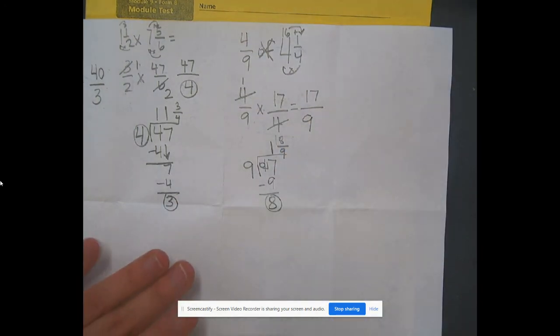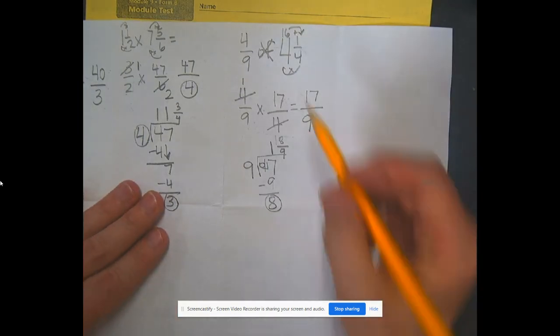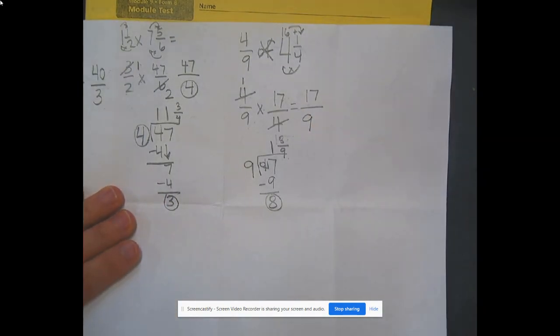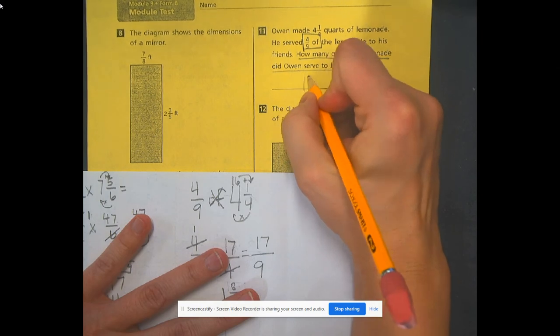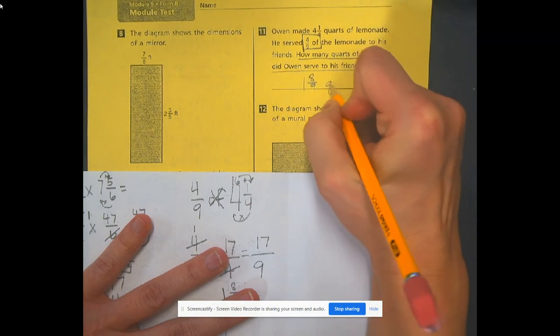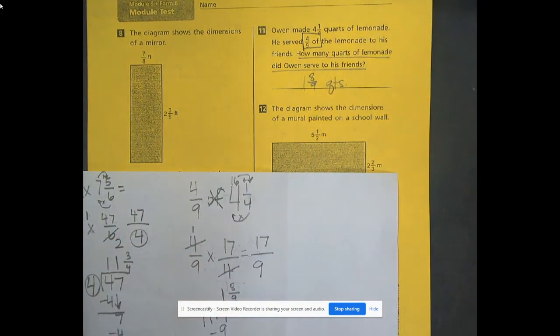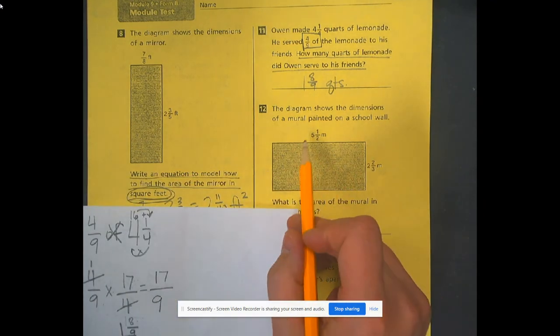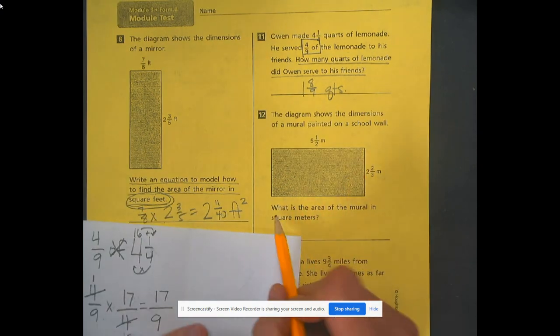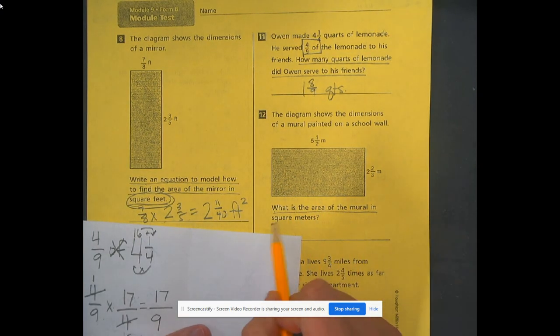So how do I know that 8/9 is in simplest form? Okay, your numerator is 1 less than the denominator. Okay, so how many quarts? Quarts, good. Okay, number 12, the diagram shows the dimension of a mural painted on a school wall. What is the area of the mural in square meters?